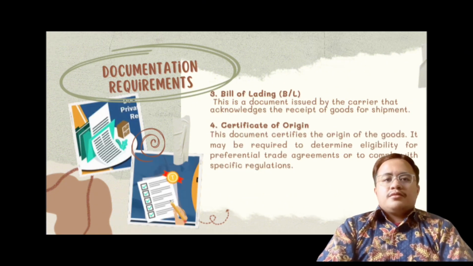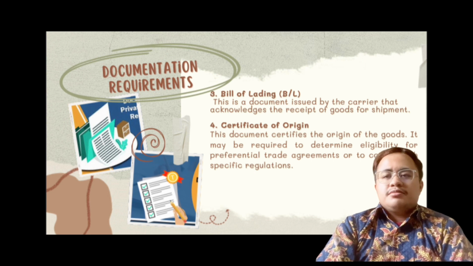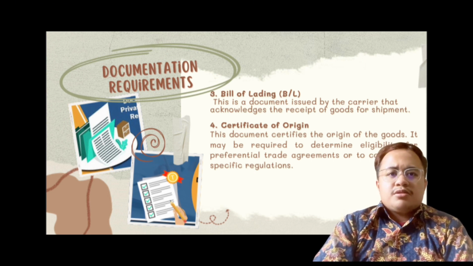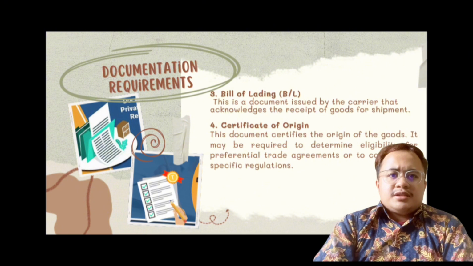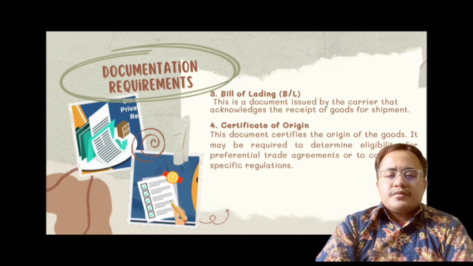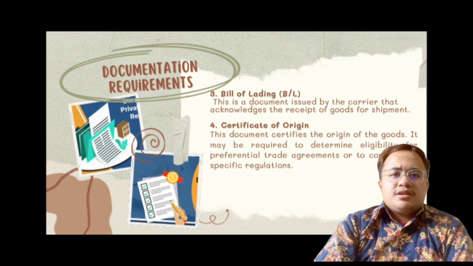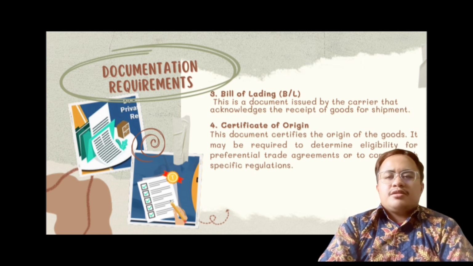So the third point for documentation requirements is a bill of lading. This is a document issued by the carrier that acknowledges their receipt of goods for shipment. It serves as a contract of carriage and a document of title. Last but not least is a certificate of origin. This document certifies the origin of goods. It may be required to determine eligibility for a preferential trade agreement or to comply with specific regulations.